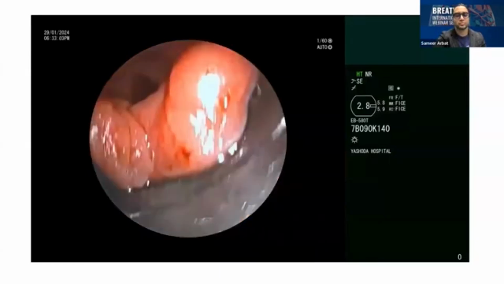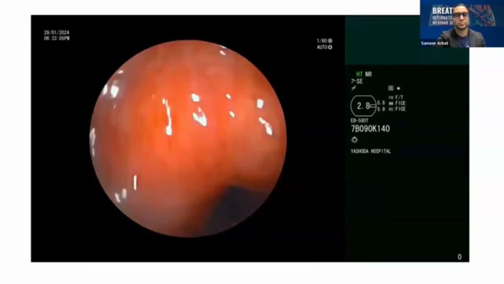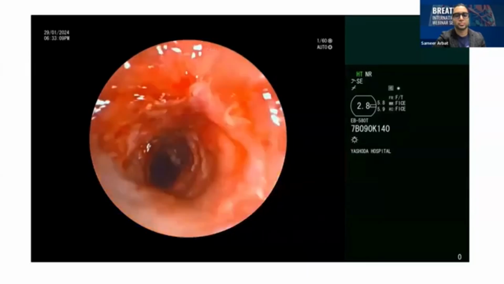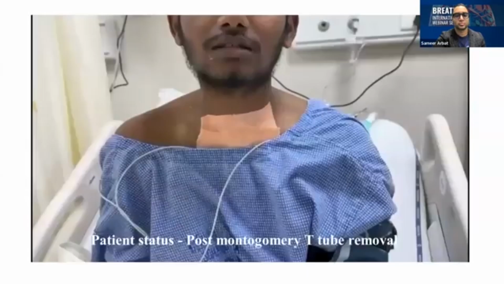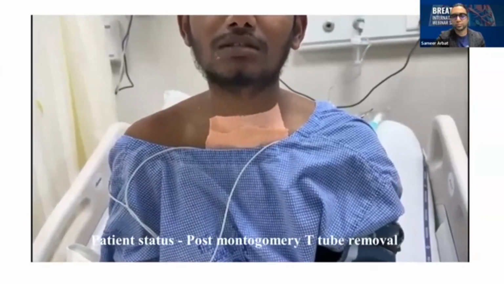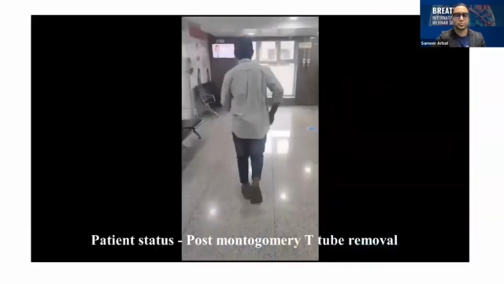So in such cases of extremely complex tracheal stenosis, sometimes rigid bronchoscopic interventions play a major role in providing symptomatic relief, preventing the recurrence, and getting a successful outcome of tracheal stenosis.